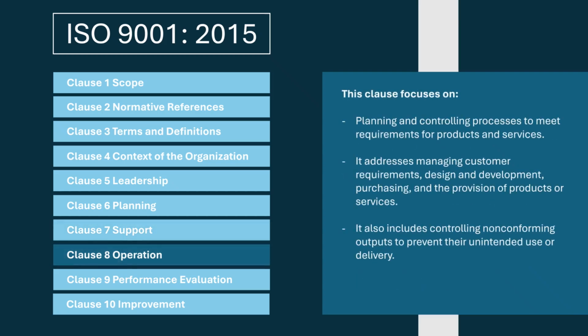Next is Clause 8, Operation, which focuses on planning and controlling processes to meet requirements for products and services. It addresses managing customer requirements, design and development, purchasing, and the provision of products or services. This clause also includes controlling non-conforming outputs to prevent their unintended use or delivery.